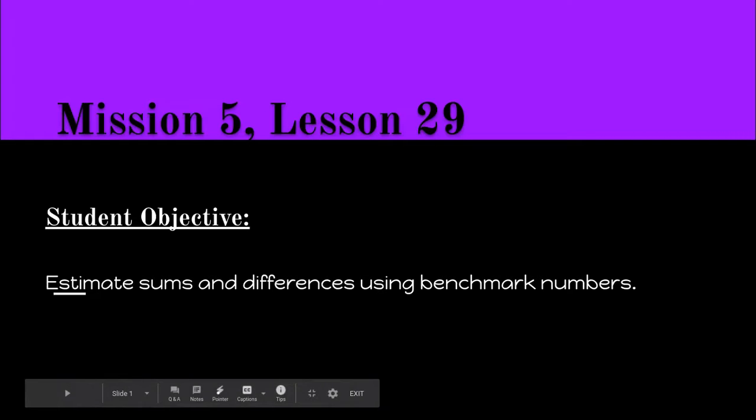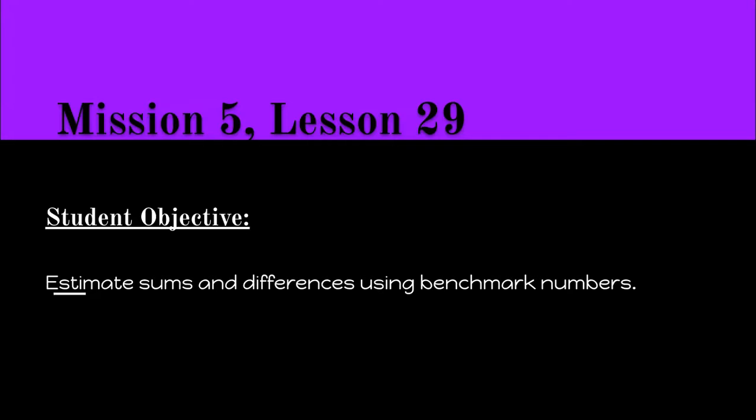Hello, and welcome to Mission 5, Lesson 29, where our student objective for today is to estimate sums and differences using benchmark numbers. So what we're going to be doing today is rounding. We're going to be estimating by rounding with fractions and then adding or subtracting using those. So let's take a look at what one of these problems might look like.